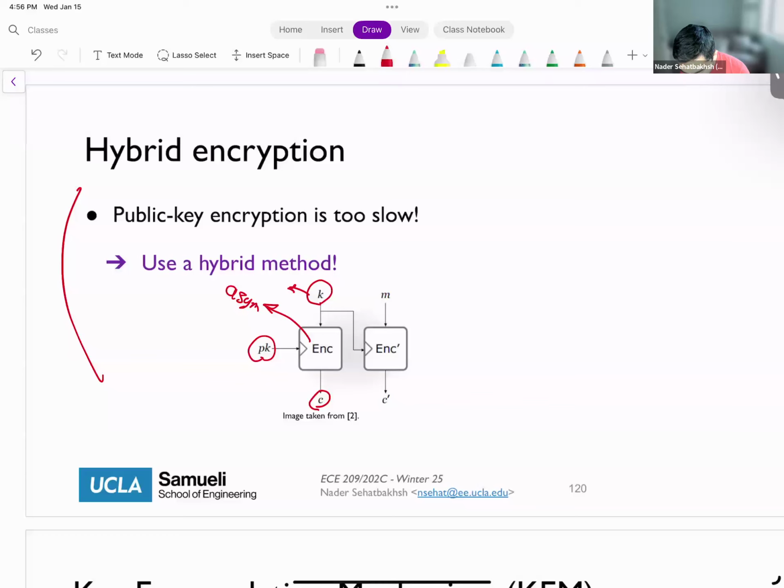Since the receiver, Alice in this case, can decrypt this, Alice knows K, okay? What we do next is we use K to encrypt the real message and send C prime. Since Alice knows K, she's going to use AES. So this one is AES and this one is RSA. Alice is going to use AES to decrypt this and get the message.